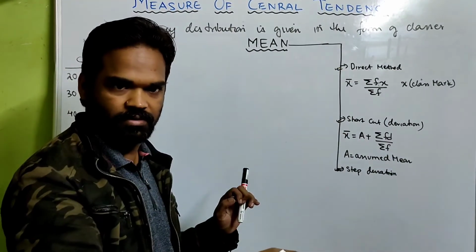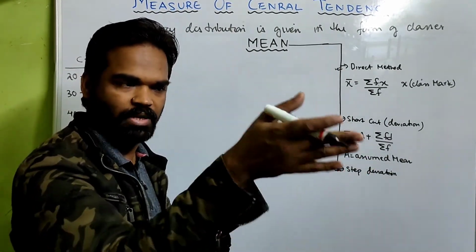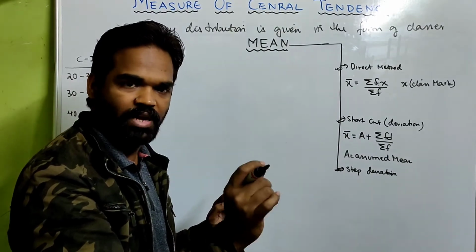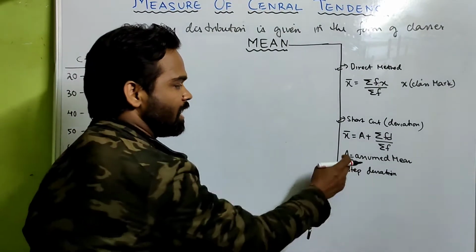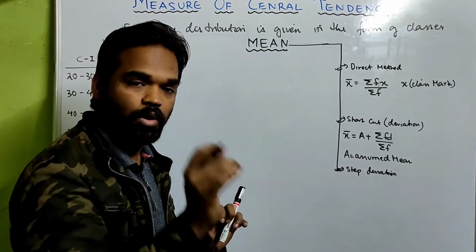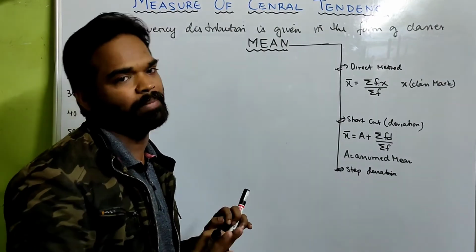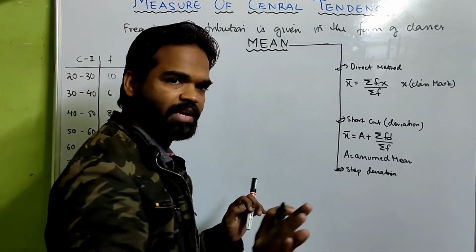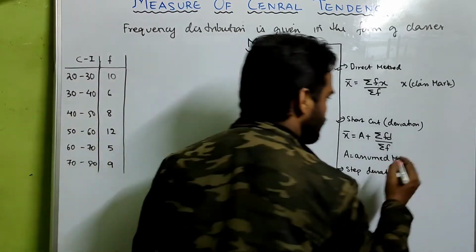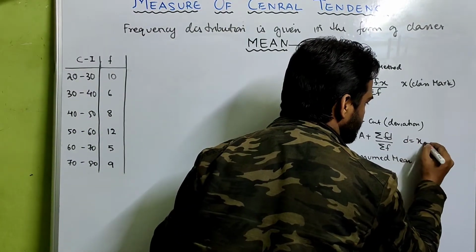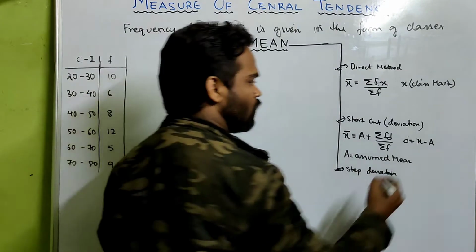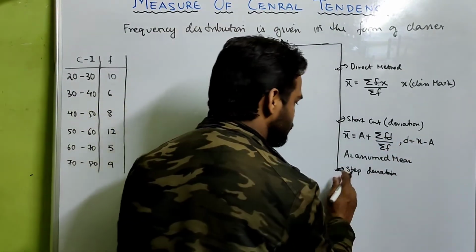Once you get x, the class mark, that is lower limit plus upper limit divided by 2, one of the values of x you assume, you take as a, that's assumed mean, any value, but preferably we take from the middle. Though any value will give you the same answer. And d is x minus a.